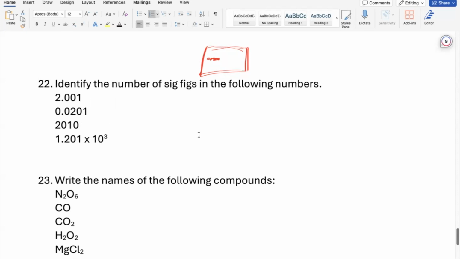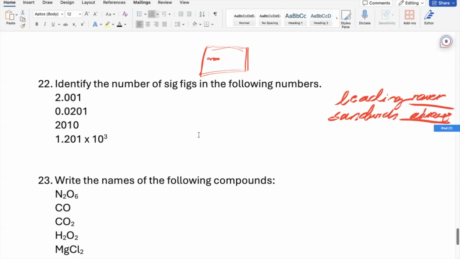All right, so identify the number of sig figs in the following numbers. So with sig figs, we have our rule of zeros, where leading zeros never count, sandwich zeros always. And then it's the trailing zeros that become tricky, right? They are sometimes, and that is if they are after a decimal and a non-zero digit. All right, so we're going to put that to the test here.